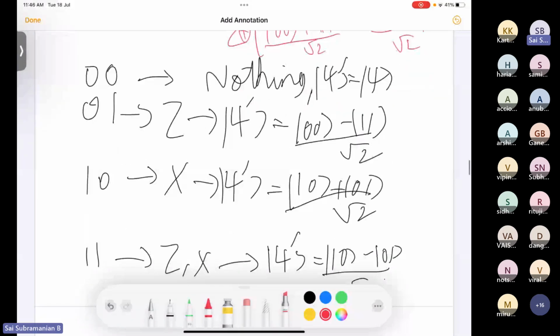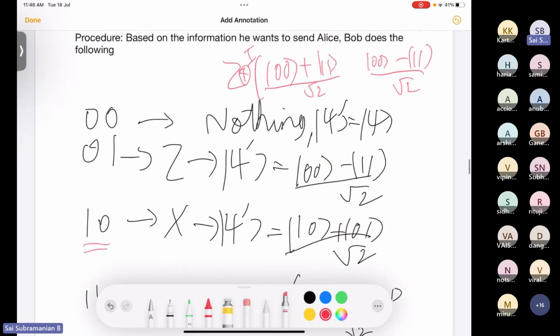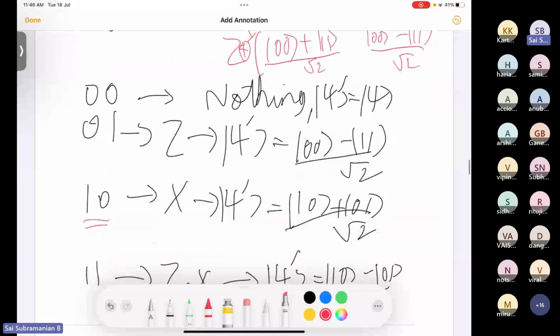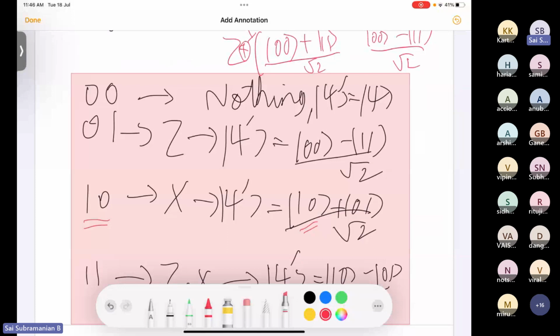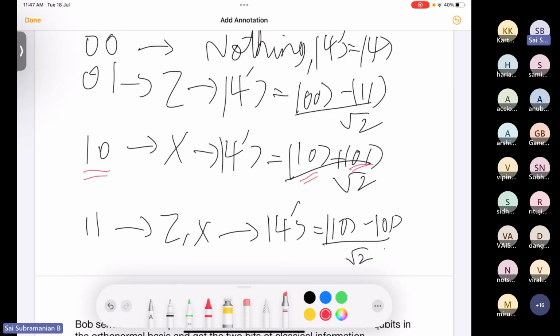Similarly, if Bob wants to send the information 10, he operates the X on his qubit, the qubit he has. X is the NOT gate, so 00 gets transformed to 10. 0 gets transformed to 1, and 11 gets transformed to 01, because the NOT applies on the first qubit. So you get this state (|10> plus |01>) by root 2. That's the combined state of the two qubits now.